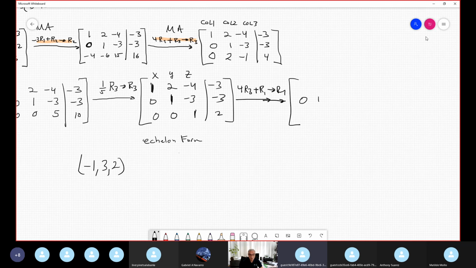So 0, 1, negative 3, and negative 3 stay the same. 0, 0, 1, and 2 stay the same. Now the row that changes is row 1. This is 1, because 4 times 0 is 0 plus 1 is 1, it's obvious. And 4 times 0 is 0 plus 2 is 2. Oh, it stays the same. This is the beauty of that.